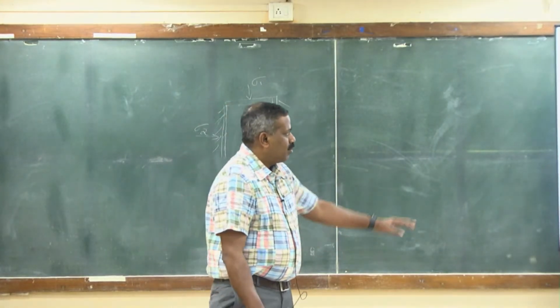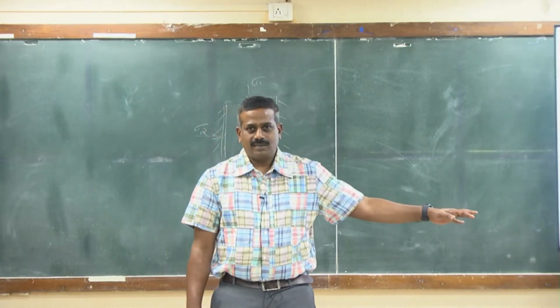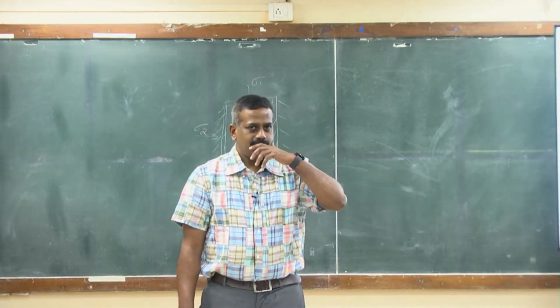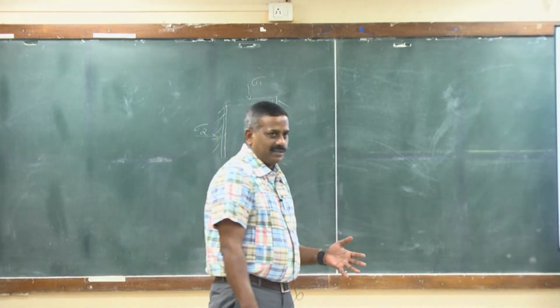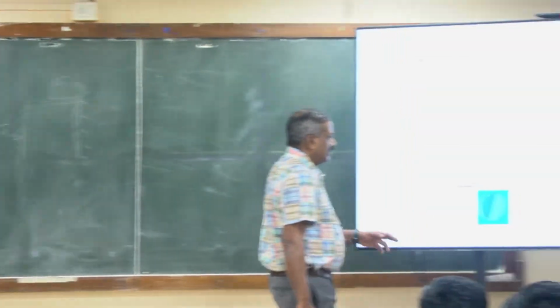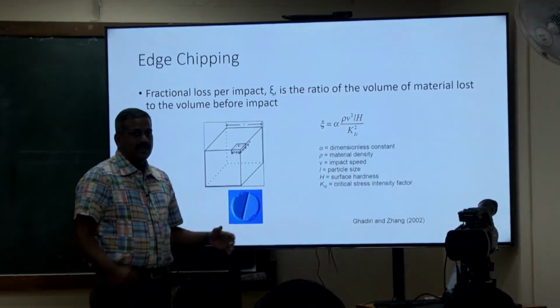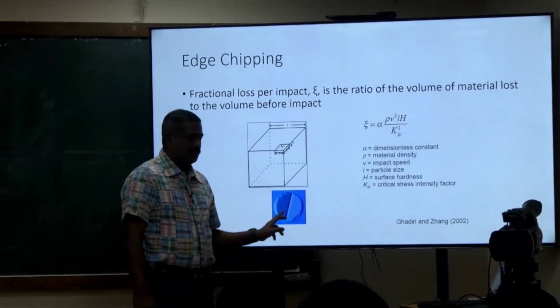Do you know why edge chipping occurs? Any thoughts, any guess? Due to non-uniform stress on the edges, there will be higher stress, right? And again, if you do not lubricate the compaction process well, then you lose materials.